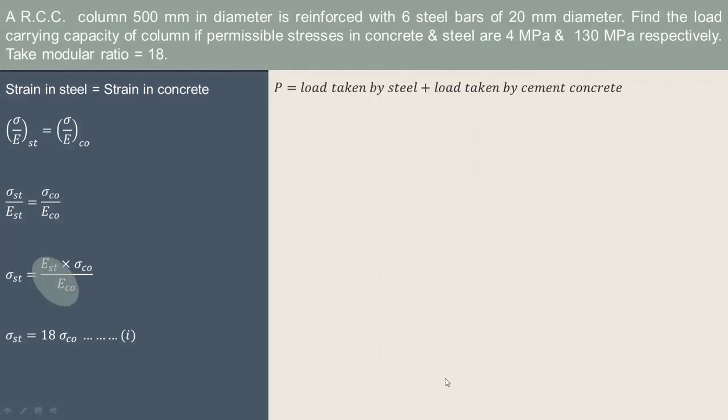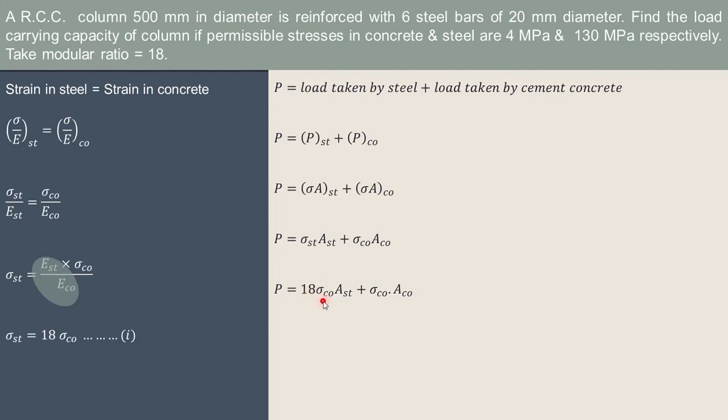Now total load is equal to load taken by steel plus load taken by cement concrete. So it is PST plus PCO. Now force is equal to stress into area. So in place of P, we have substituted stress into area of steel plus stress into area of concrete. So sigma st into AST plus sigma CO into ACO. Sigma ST is 18 times sigma CO from equation 1. So that value we have substituted. So in place of sigma ST, it is 18 sigma CO.